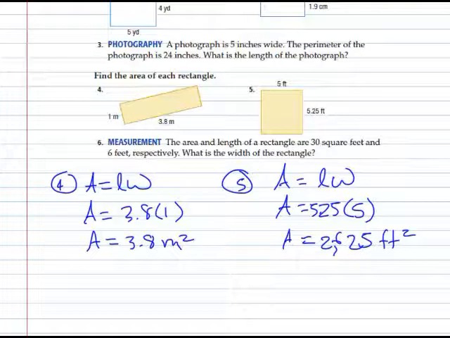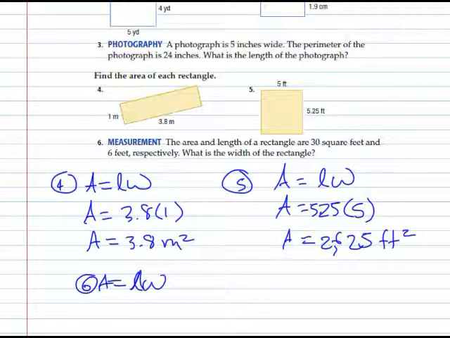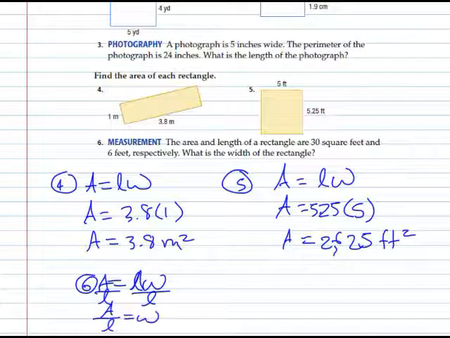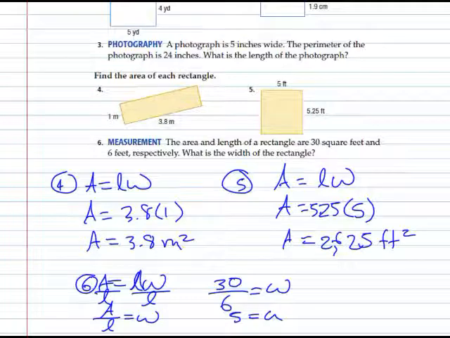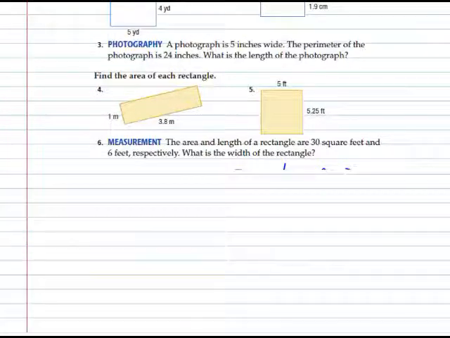The area and length of a rectangle are 30 square feet and 6 feet respectively. What is the width? So we know that area equals length times width. So that would mean if we have the length, we could take the area, divide by the length to get the width. So we have the area, which is 30, and the length, which is 6. That means that our width is 5. In this case, feet.